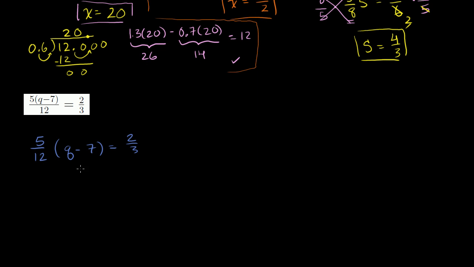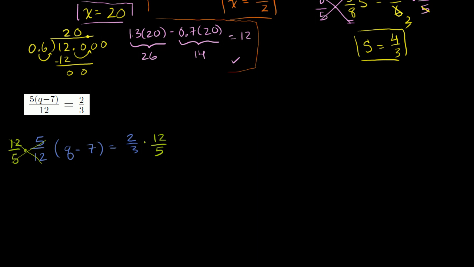So the first way I'm going to do it is I'm going to multiply both sides of this equation by the inverse of 5/12. So I'm going to multiply both sides by 12/5. Because I want to get rid of this 5/12 on the left-hand side. It makes everything look a little bit messy. And I multiply it by 12/5 because these are going to cancel out. The 5 and the 5 cancel out. The 12 and the 12 cancel out.